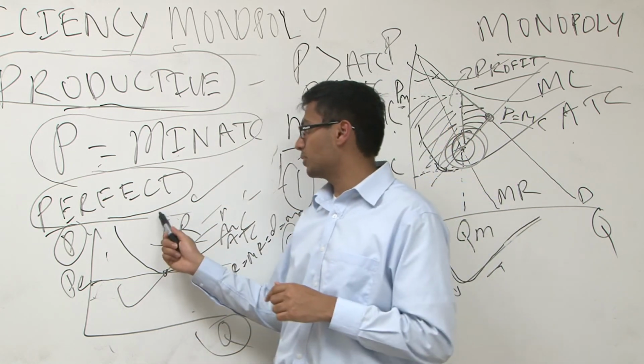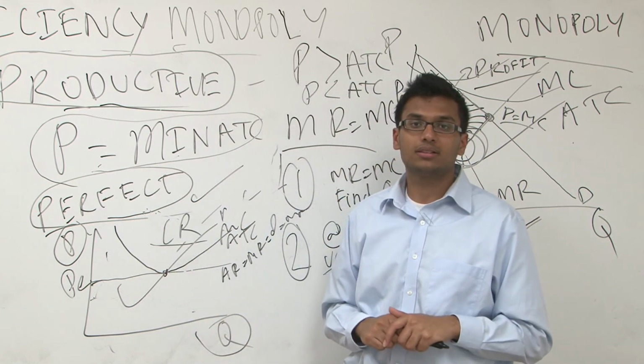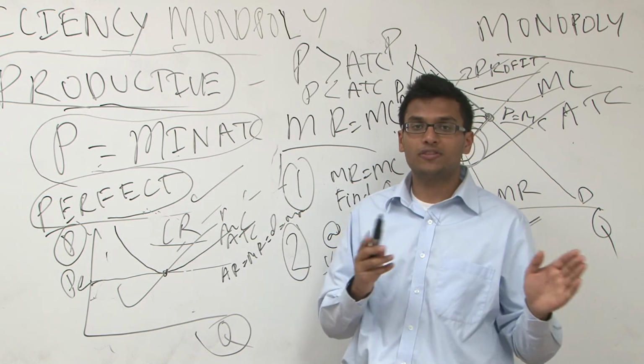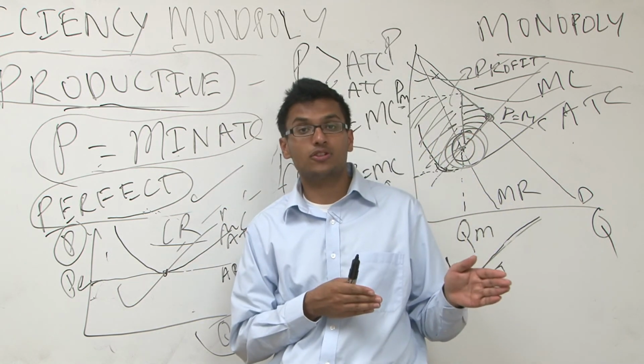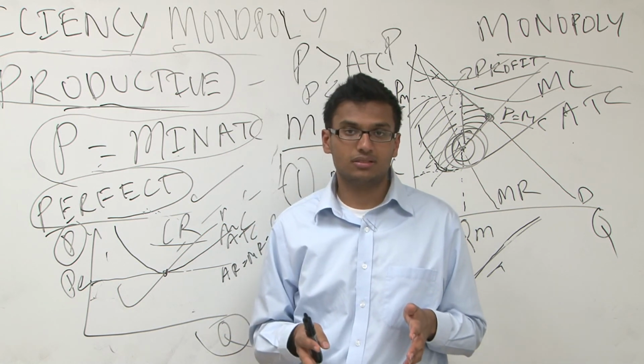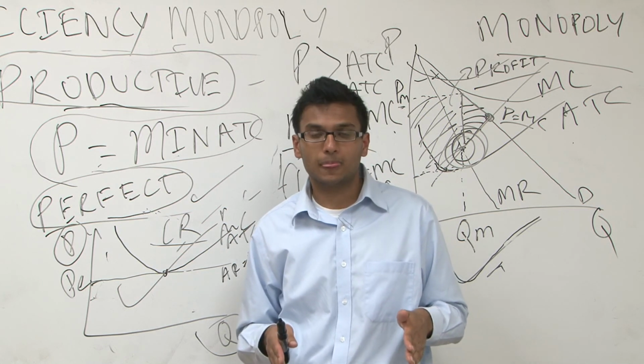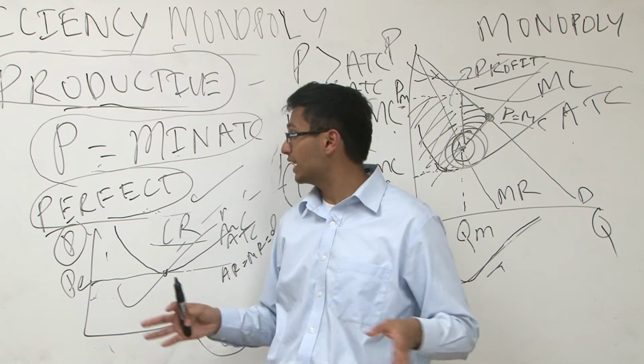Only in the long run are perfectly competitive markets productively efficient. So perfectly competitive markets can be productively efficient and are always allocatively efficient. Monopolies are never productively efficient or allocatively efficient. So understand that. Those are your big takeaways.